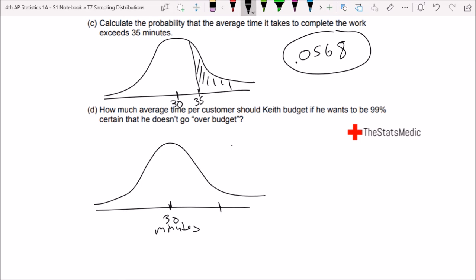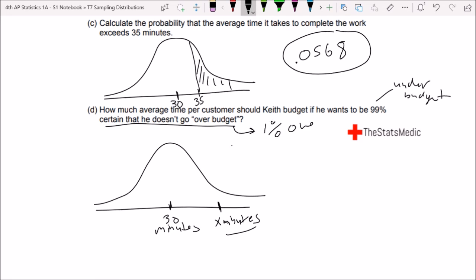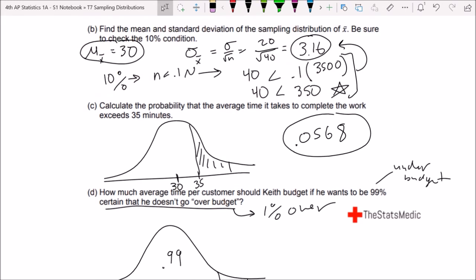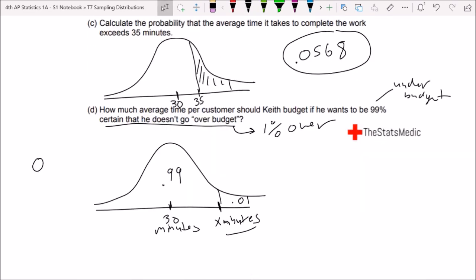So there's some amount of time over here, X minutes, that's the answer to this question. He wants to be 99% certain that he will not be over budget. That means 99% under budget and 1% over budget. So I can draw this in. That makes this region 0.01 and this region 0.99. And remember that we're going to bring with us these statistics from up above, that the mean is 30 and the standard deviation is 3.16.